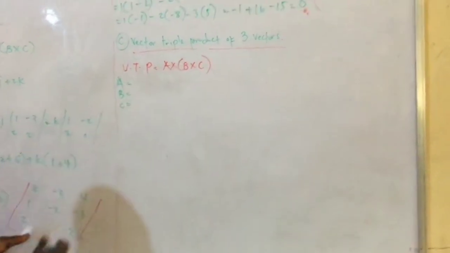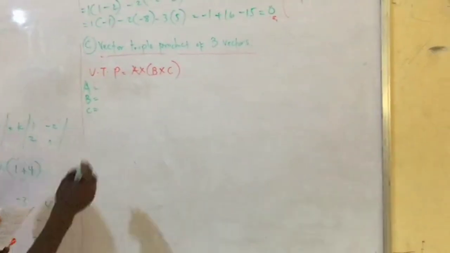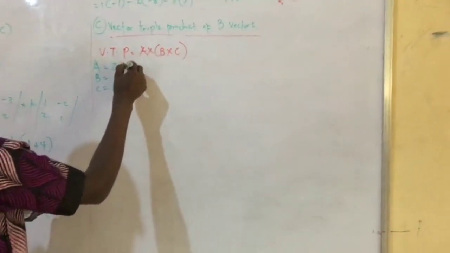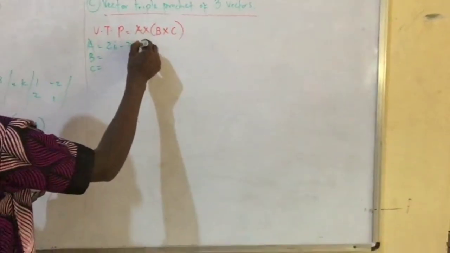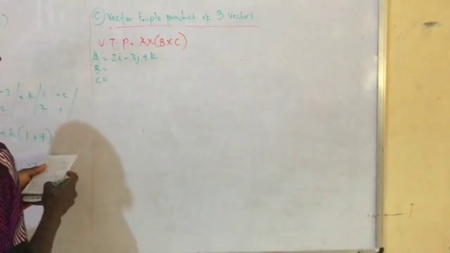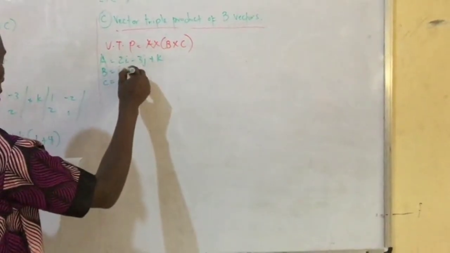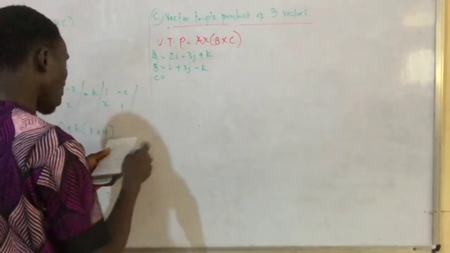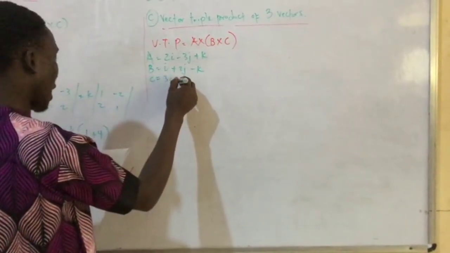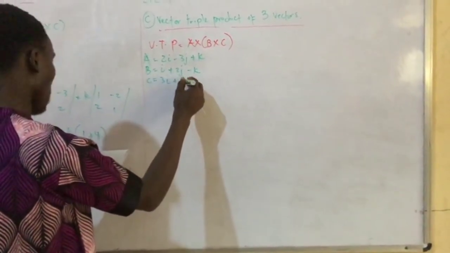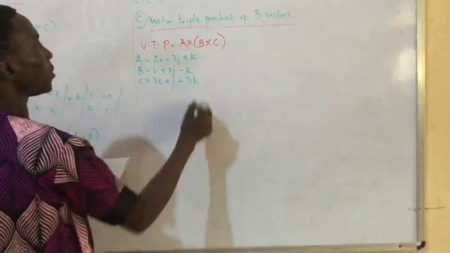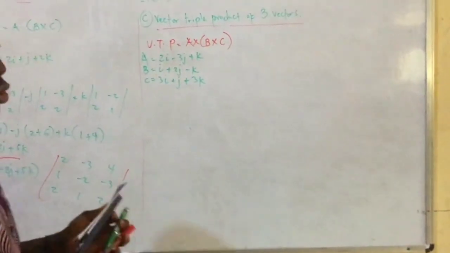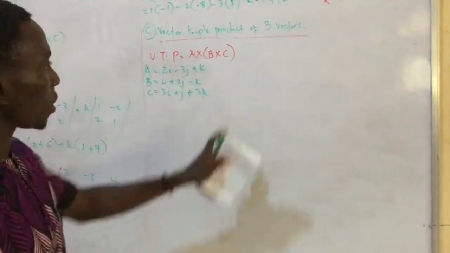Let's see what's going on here. If our A is 2i minus 3j plus k, then we have our B to be i plus 2j minus k, and we have our C to be 3i plus j plus 3k. Now, first thing to do is what? Look for the B cross C.